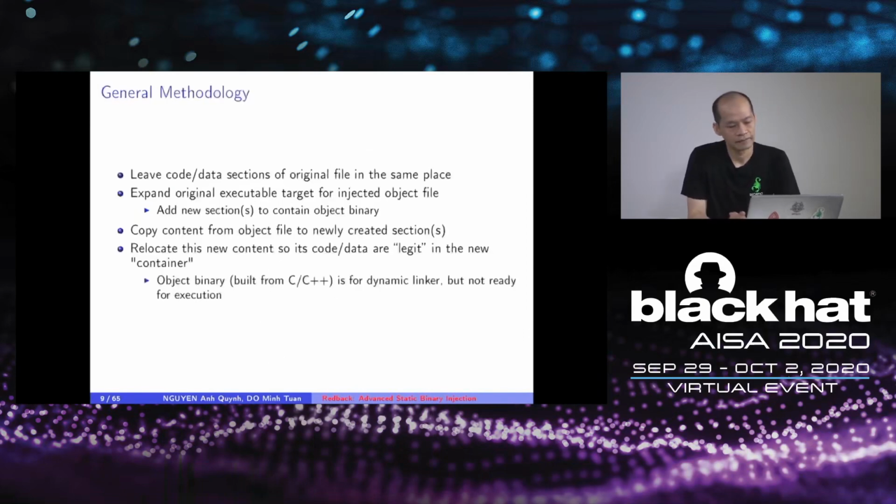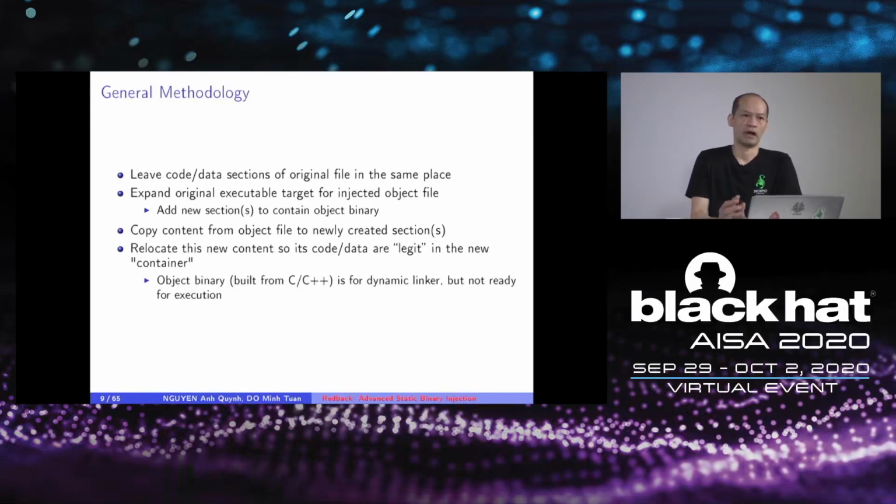So how did we do it? The general idea is when we inject code into the executable file, we leave the code and data section of the original file in the same place. We do not move code or data around. To contain the new object binary in the patch file, we expand the original executable file by adding some new sections. And after that, we copy the content from the object file to the new sections.